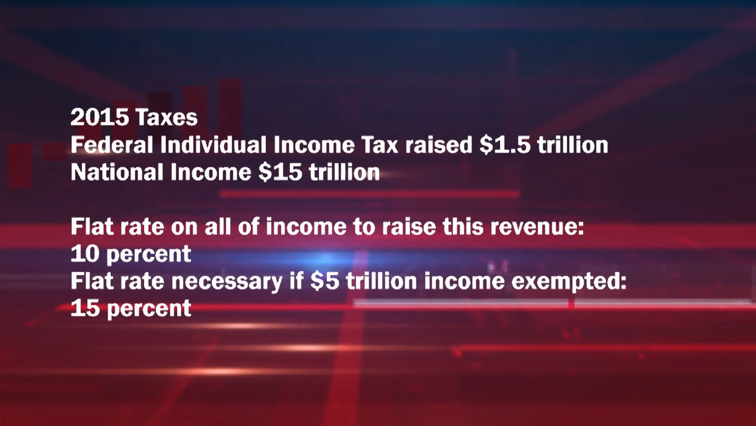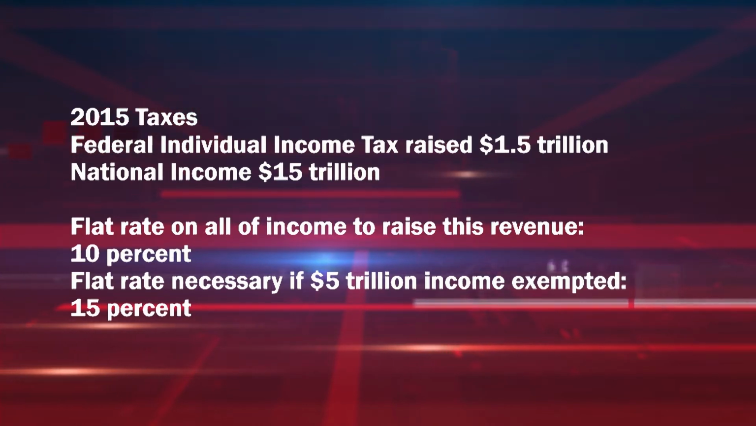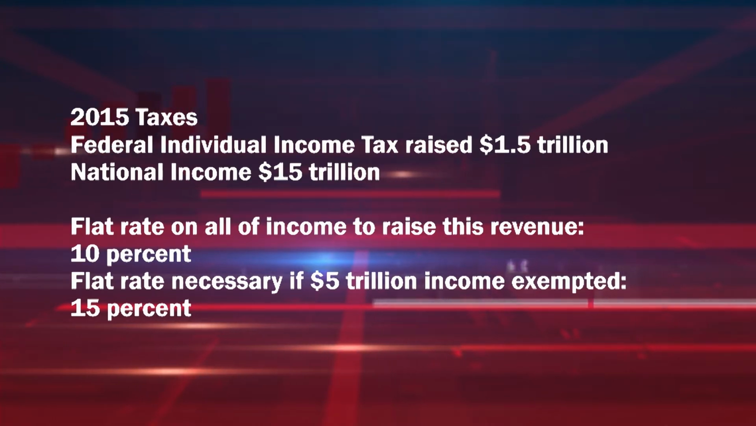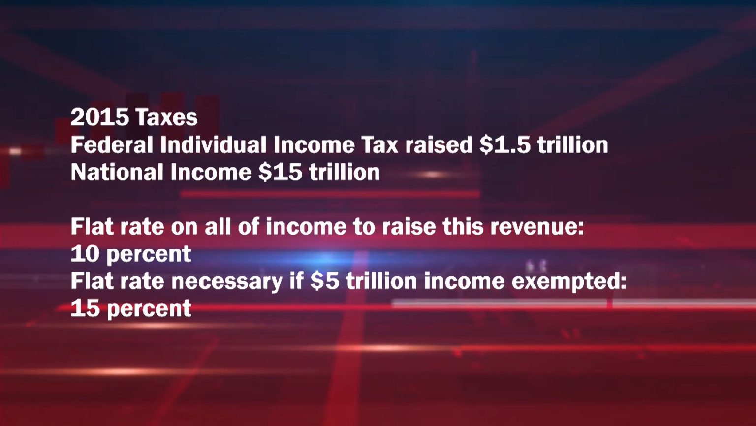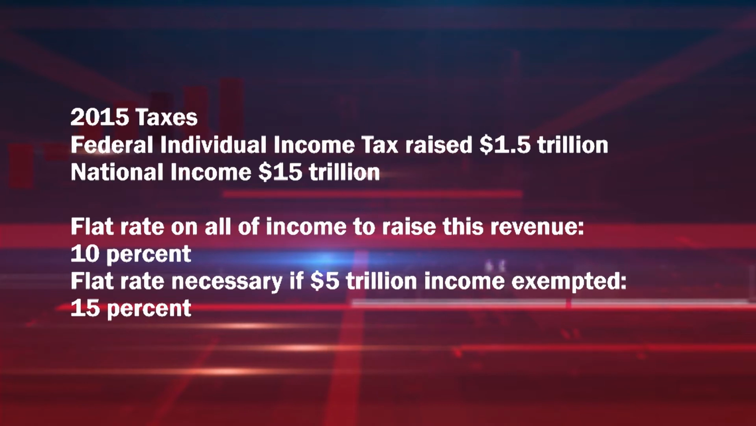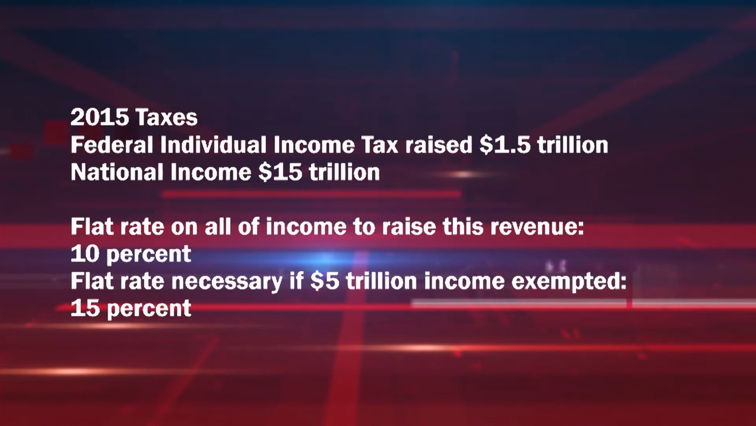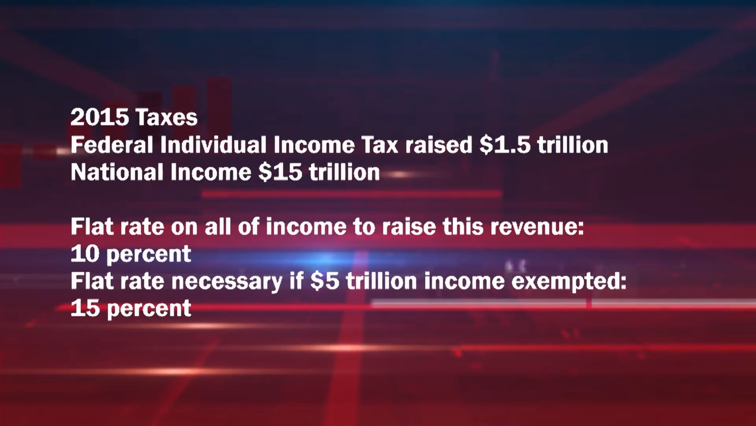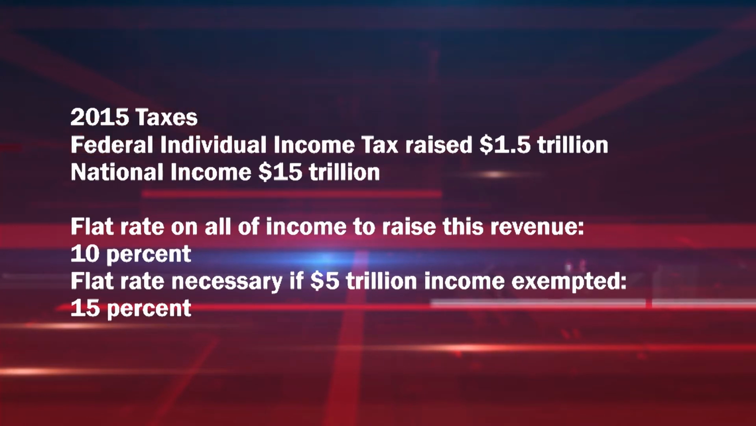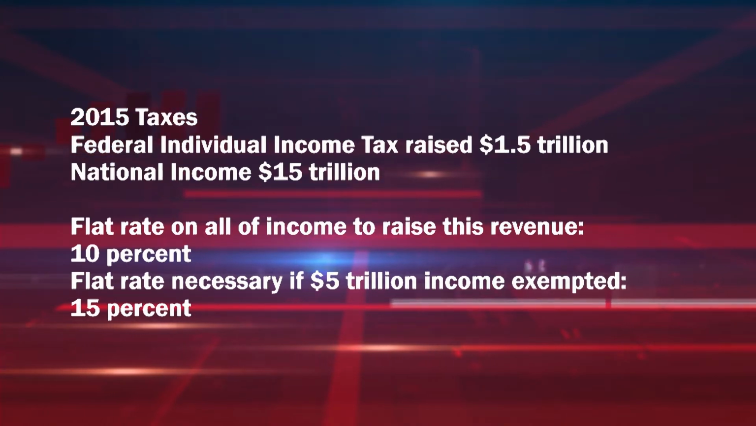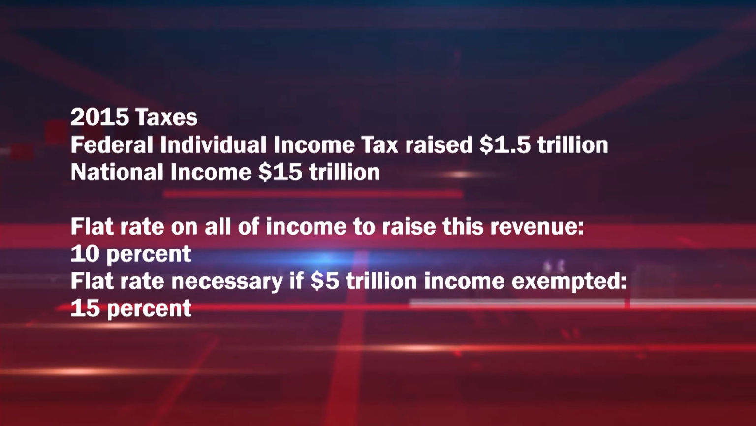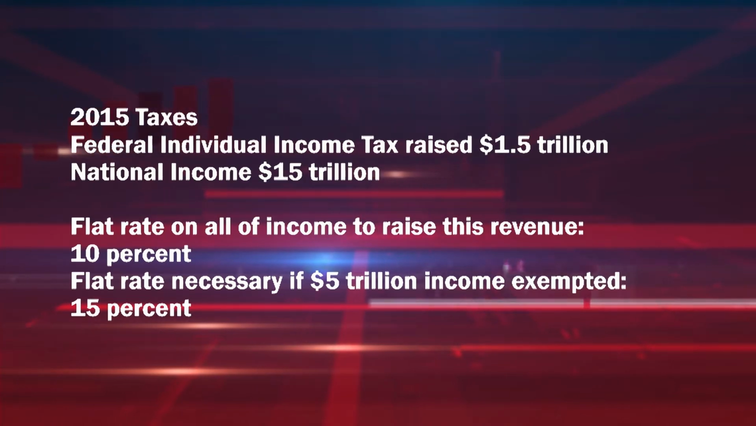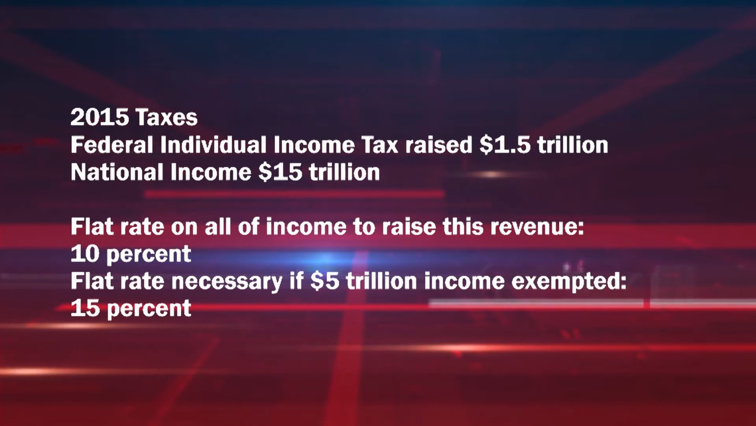The individual income tax collected about $1.5 trillion of revenue. And national income, not all of our GDP, but the portion that went to Americans as income, was roughly $15 trillion that year. It works out pretty nicely. So if we taxed all of that national income and needed to collect $1.5 trillion, we would need a 10% tax on all of that income.